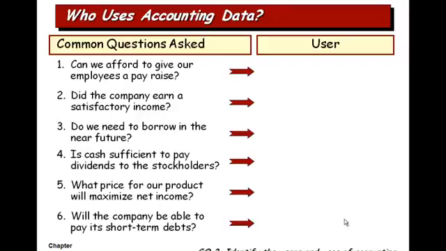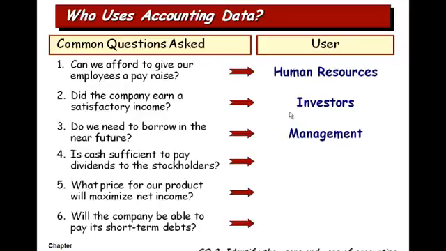So this slide looks at common questions asked by each user. Can we afford to give our employees a pay raise? That user will be human resources. So basically, human resources uses accounting data to answer that question. Did the company even earn a satisfactory income? That'll be investors, more of an external user. Do we need to borrow in the near future? Company management, internal user. Is cash sufficient to pay dividends to the stockholders? That'll be another internal department, which will be finance.